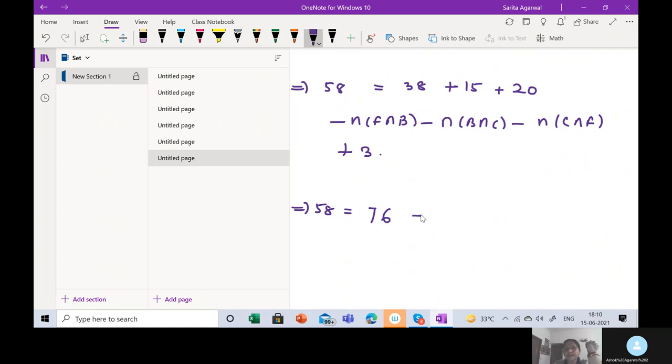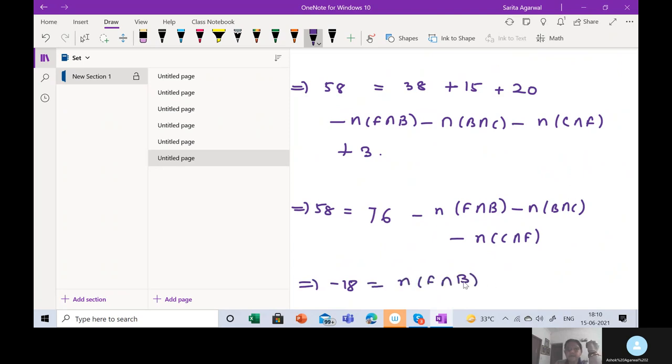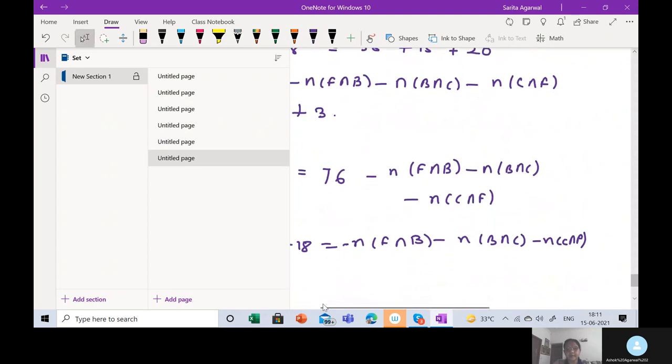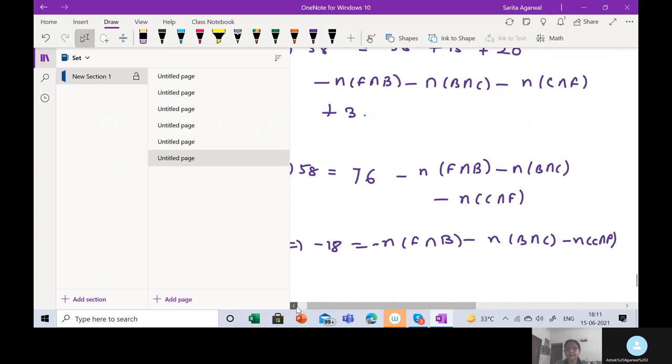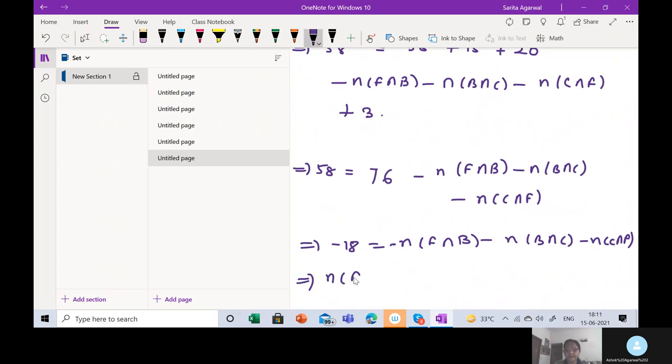Or this must be 76 minus F intersection B, minus B intersection C, minus C intersection F. So 58 minus 76 means minus 18 equals this. So we can see here that the number of players which received awards in both basket and football, basket and cricket, and cricket and football is 18, right?